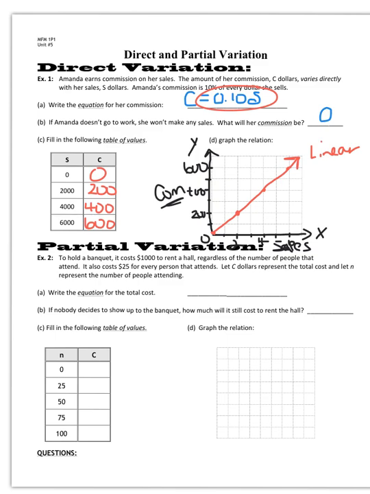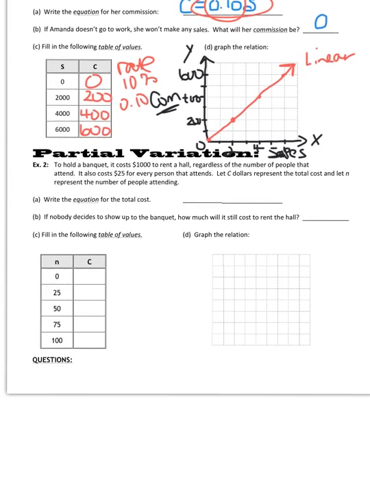So what is our rate of change? How is this changing? It's the 0.10. So our rate is the 10%, or 0.10. Okay, so that's our direct variation. We'll talk about why it's direct in a minute. Let's go and try out this partial variation below.